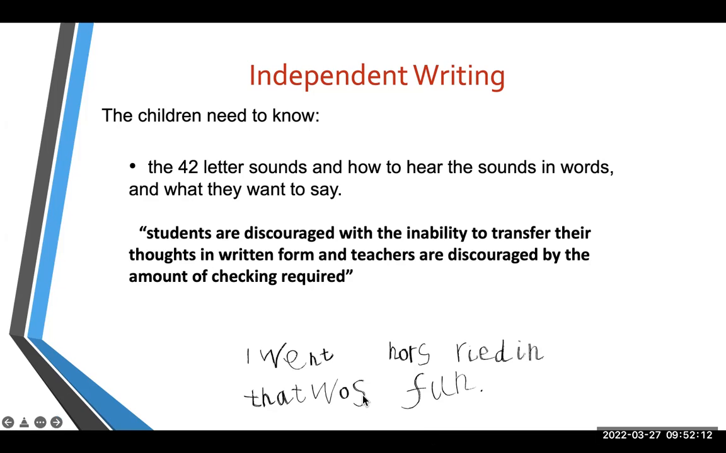I went horse riding. That was fun. You can see that in this there are several mistakes over here. We can see that E is not here, writing spellings are different, was is different. So we cannot expect 100% correction from the students when they are writing independent writing.